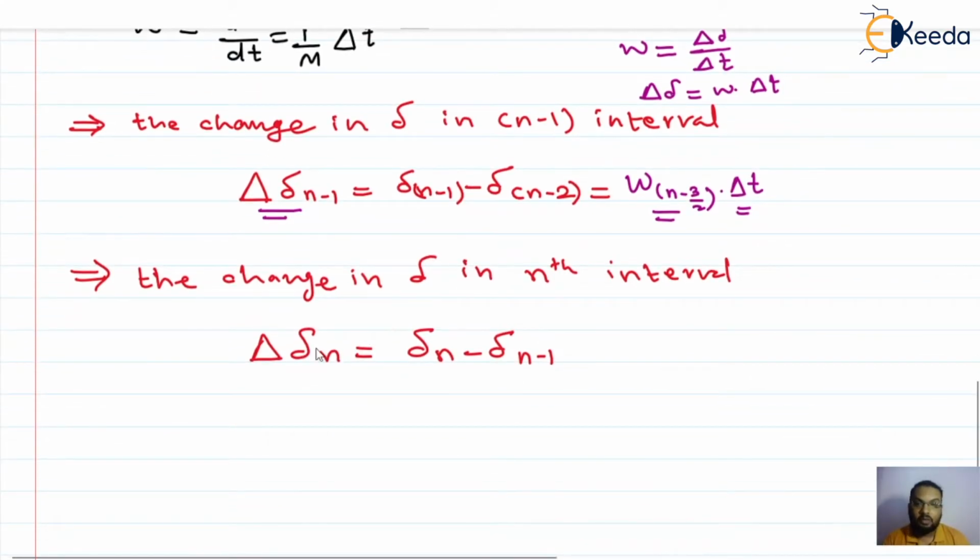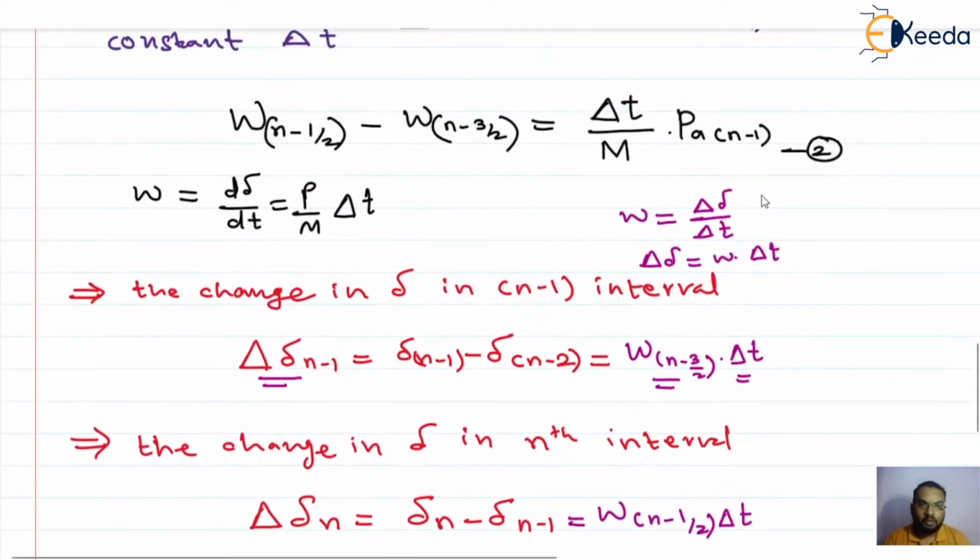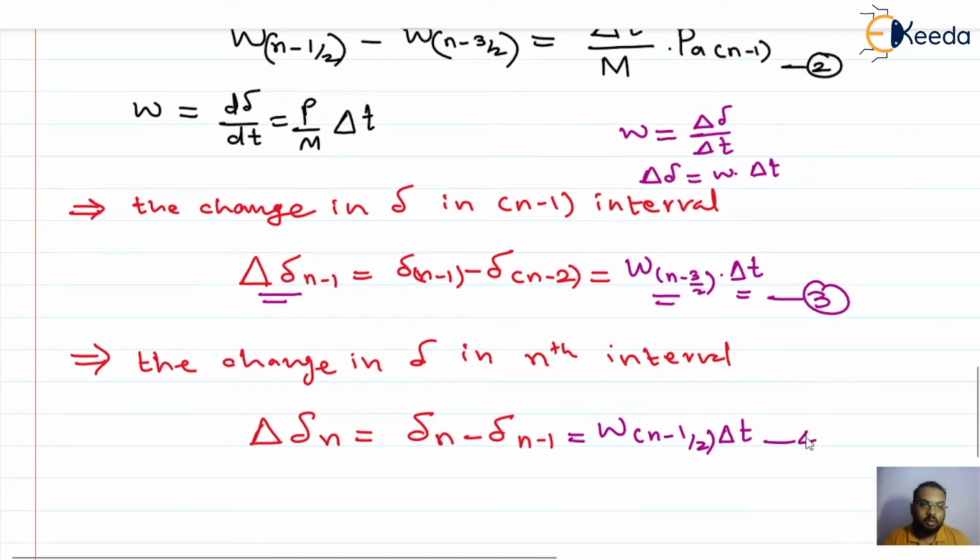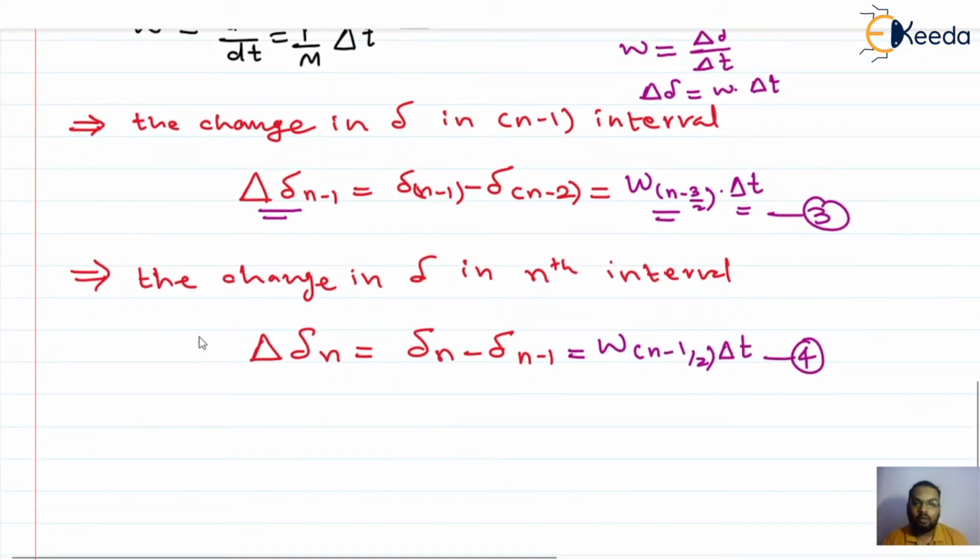Again, for this change, we can write it as the velocity in the n minus 1/2 interval into delta t. Now let us call this equation number 3 and this equation number 4. Now subtract equation number 4 and 3.